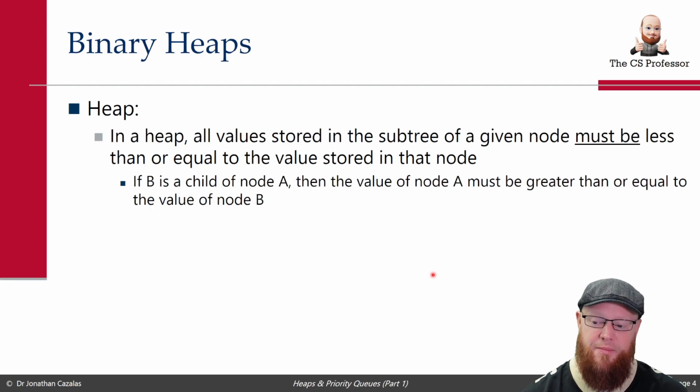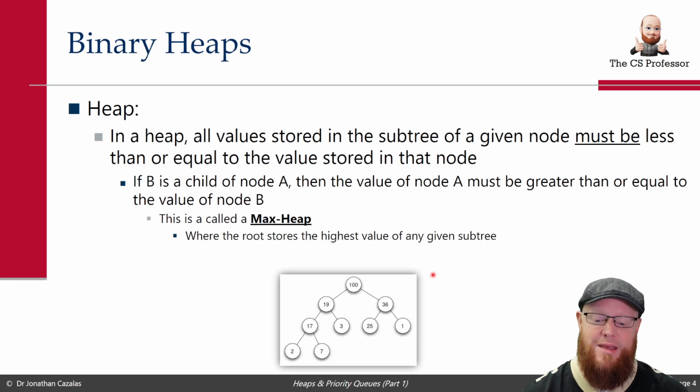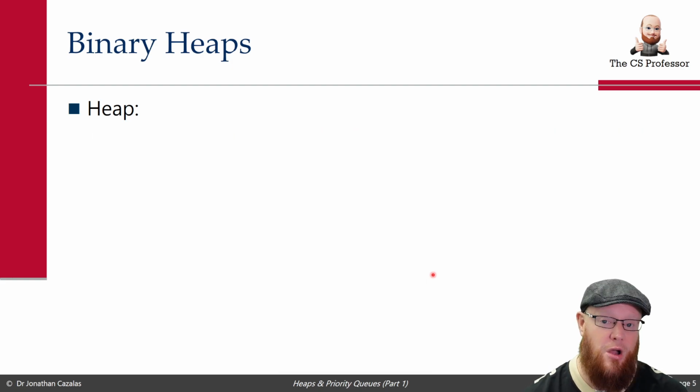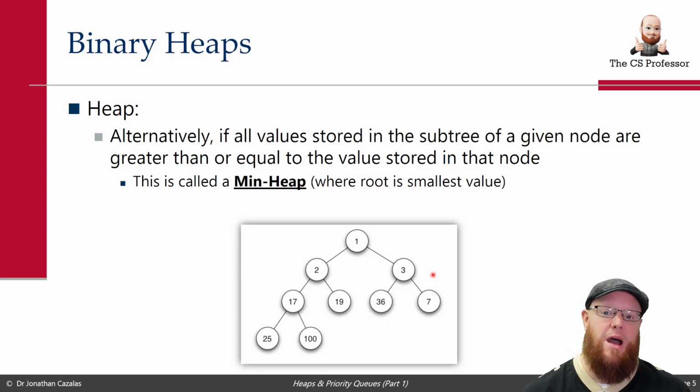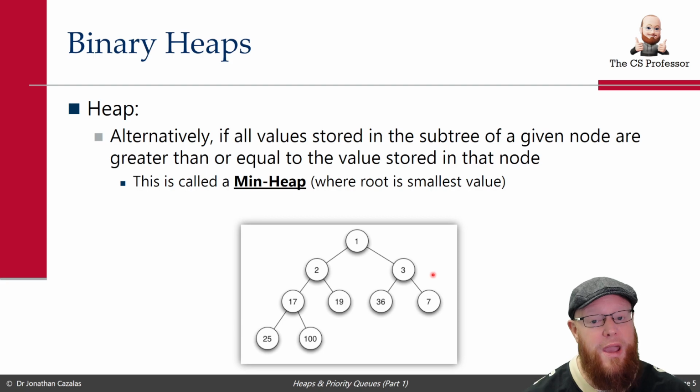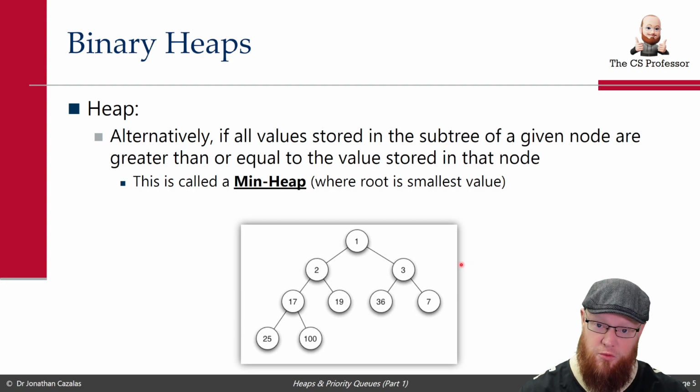It is this property. So if B is a child node of A, then the value of node A must be greater than or equal to the value of node B. That is a max heap, where as a result of this rule, the root will have the largest value. As mentioned, we can also have a min heap. Same concept, but now the rule is flipped, where for each node, all of the children within the subtrees of that node, those children must have values that are greater than that node. And that's true for the root and every node.